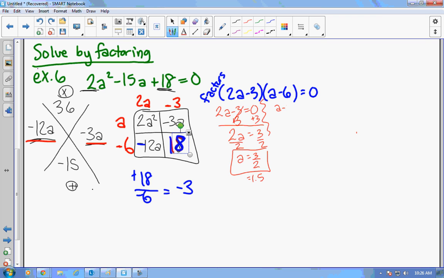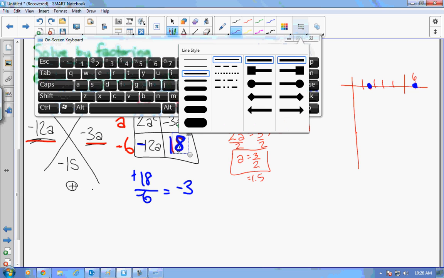Now, a minus 6 equaling 0 tells me a is positive 6. So on my graph, 1, 2, 3, 4, 5, 6, I have 1.5, maybe a different color, 1.5 and 6. How do you find the vertex? That's the symmetry, negative b over 2a.